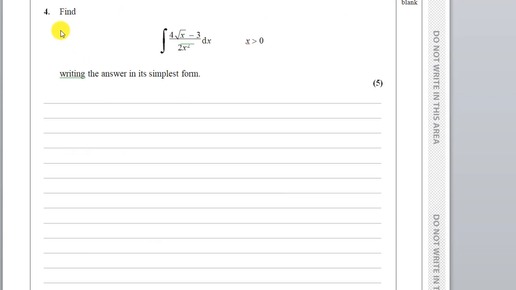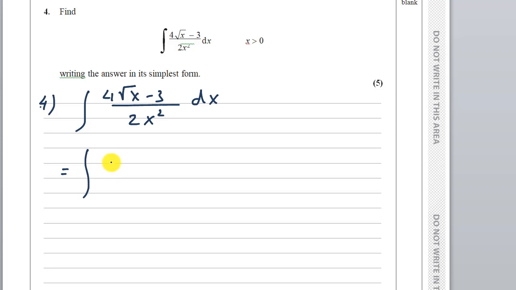Question number 4: find the integration of (square root of x minus 3) divided by 2x squared, dx, for x bigger than 0, writing the answer in its simplest form. Let us start to solve this question. Now we need the integration of (square root of x minus 3) divided by 2x squared dx. Let us put the integration in the simplest form.